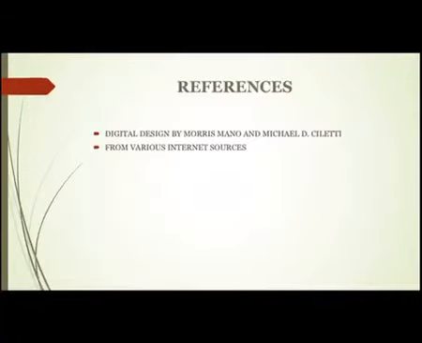The references which we have used are Digital Design by Morris Mano and Michael D. Ciletti, and various internet sources.